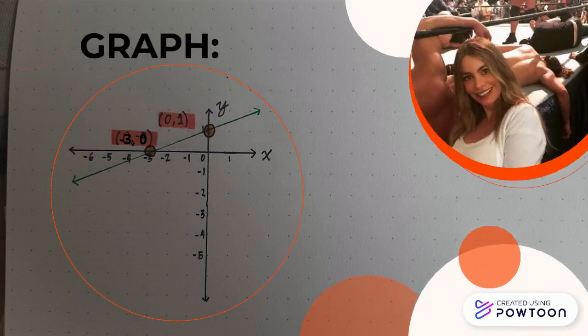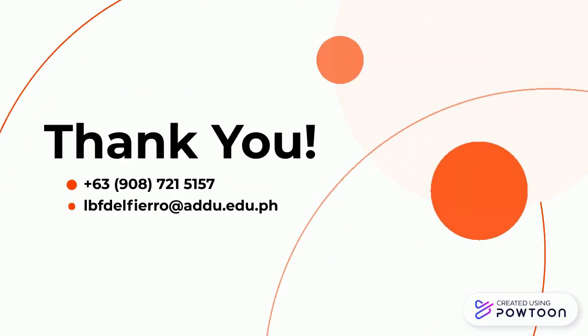As a summary, we have negative 3 and 0 as our x-intercept, and we have 0 and 1 as our y-intercept. As shown in the picture, this is our final graph for the x and y intercepts of the given equation. That is all I have for you today.